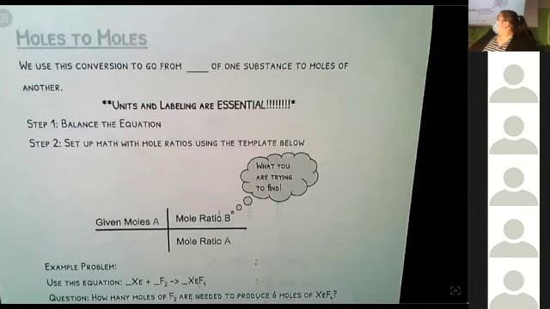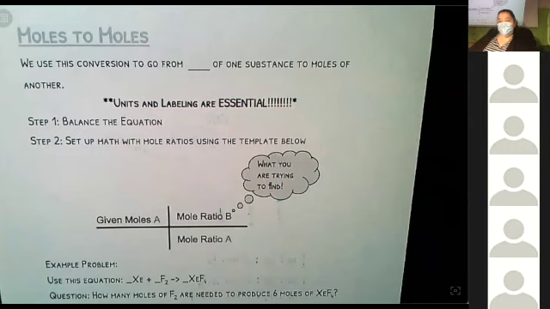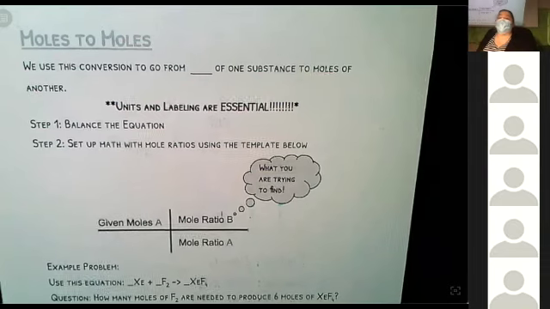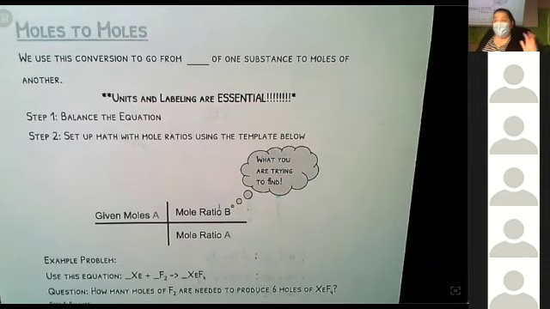So what we're going to be doing today is mole-to-mole conversions, which, I've got to be honest with you, are not challenging. They're only challenging if you have no idea what's going on in this class. If you have no idea what's going on in this class, you need to come talk to me at some point, please. No judgment. I just want to get you caught back up, okay?